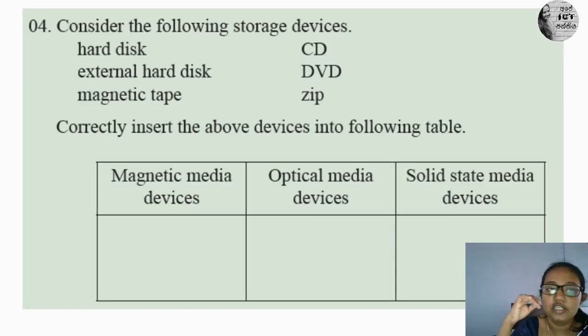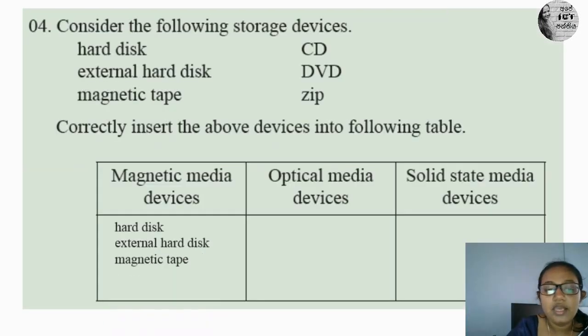Fourth question. Consider the following storage devices: hard disk, external hard disk, magnetic tape, CD, DVD and zip file. Correctly insert the above devices into the following table. They have given the storage devices and we have to put them into the relevant category: magnetic media, optical media and solid state media. Hard disk, external hard disk and magnetic tape are under the magnetic media devices, and the zip file also. Then DVD and CD are under the optical media devices, and there is no device that we can categorize under solid state media devices.